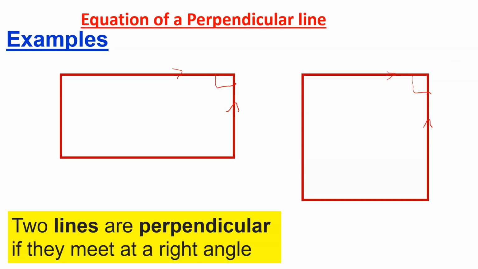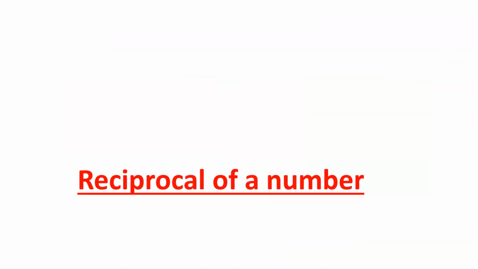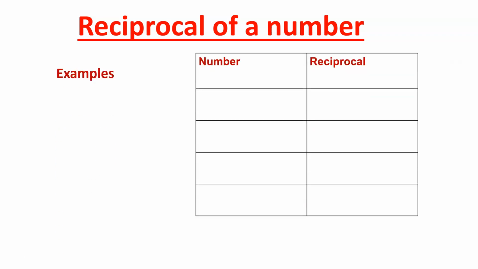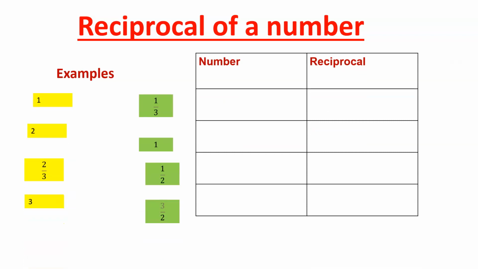But in this course we are learning algebra, so we need to see how two perpendicular lines are related in algebra. Before I go to algebra, I'm going to remind you of a very basic concept from arithmetic, the reciprocal of a number, because we need it later. I have here 4 numbers and their reciprocals. I want you to stop the video and match them using that table.